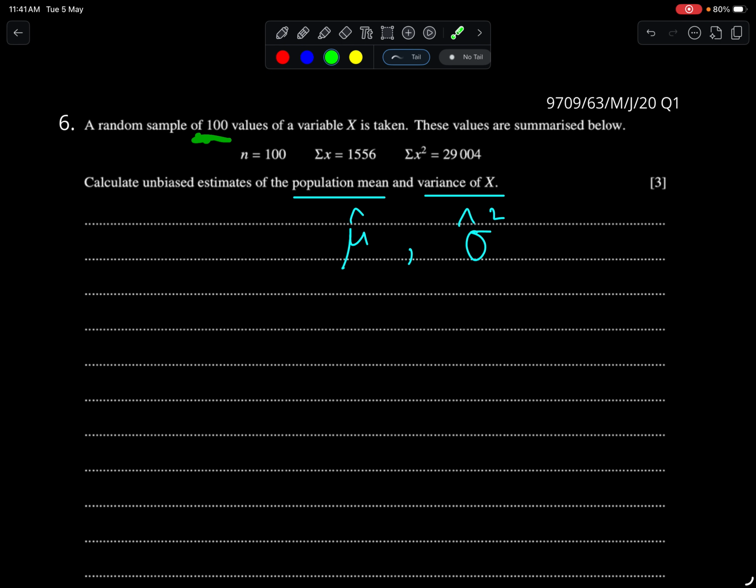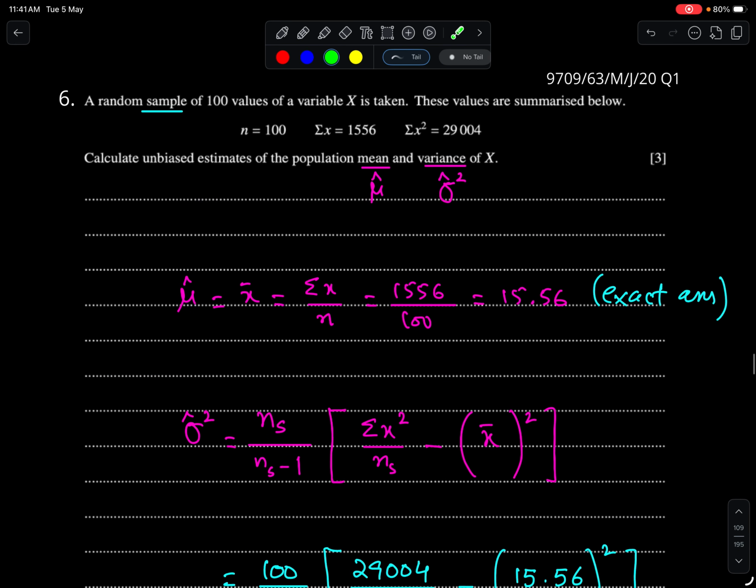A random sample of 100 values of a variable X is taken, and we have this data. We need unbiased estimates of population mean, which is mu cap, and variance, which is sigma cap square. For mu cap, use x bar, sigma x over n, and get the answer. This is an exact answer, so leave it as it is. Don't round this to 3 SF. We leave an exact answer as it is.